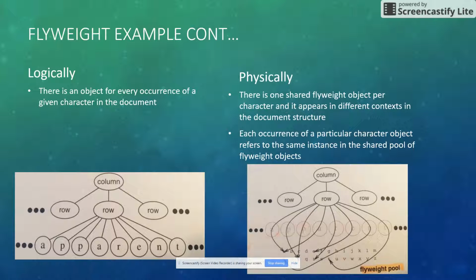So logically, there's an object for every occurrence of a given character in the document, which is the image on the left. But physically, there is one shared flyweight object per character, and it appears in different contexts in the document structure. Each occurrence of a particular character object refers to the same instance in the shared pool of flyweight objects, which is shown in the image on the right.